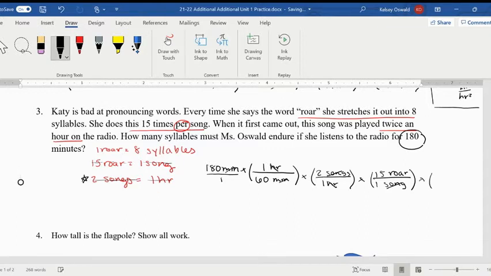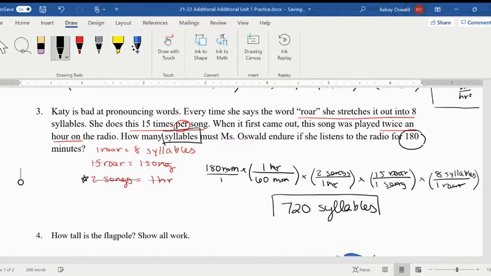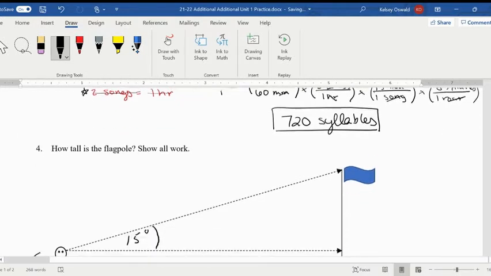We're crossing it out. And then last but not least, to cancel out roars, we know 1 roar is equal to 8 syllables. Roars cancel, and we're left with syllables, which is what our question is asking for. So again, we multiply by everything on top, 180 times 2 times 15 times 8, divide by everything on bottom, divide by 60, and we should get 720 syllables. All right, so there are our dimensional analysis ones.